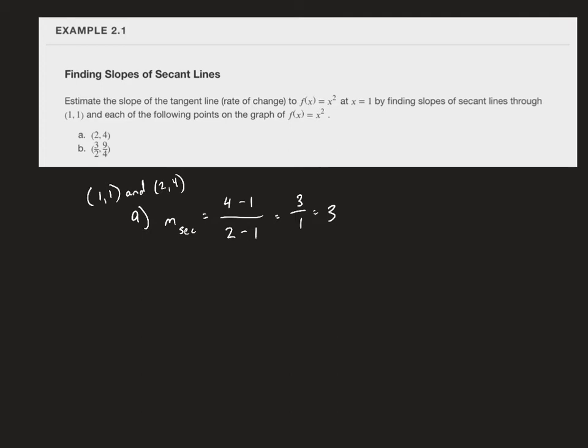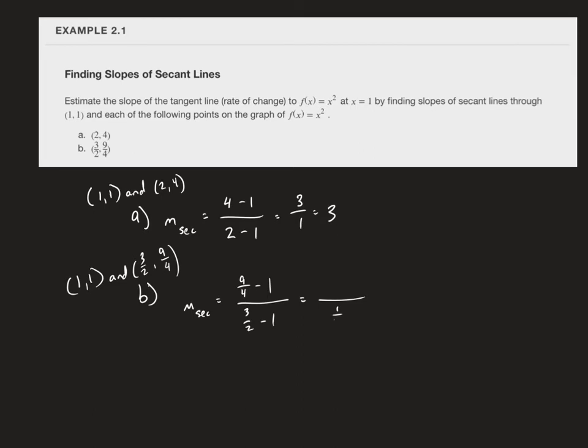Is it steeper than 3? Is it less steep than 3? Well, let's move a little bit closer. 3/2 is a little bit closer to the point (1, 1). So for part B, now we're using (1, 1) and (3/2, 9/4). The slope of our secant line for part B is y2 minus y1, which is 9/4 minus 1, over 3/2 minus 1.